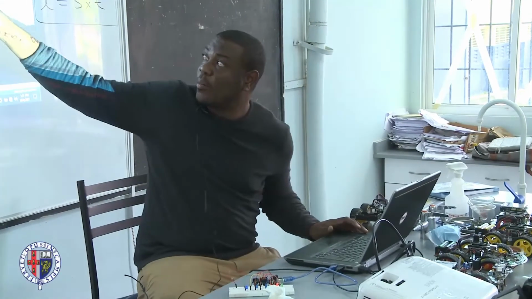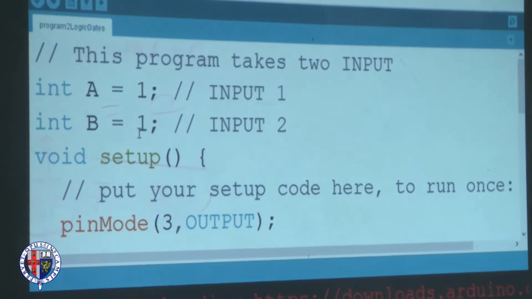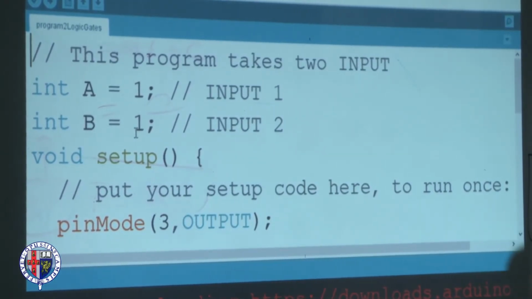Alright, so let's go through the sequence. On my program on the board, I have 2 inputs, input 1 and input 2, that's A and B. Based on these 2 inputs, our output will be controlled physically.